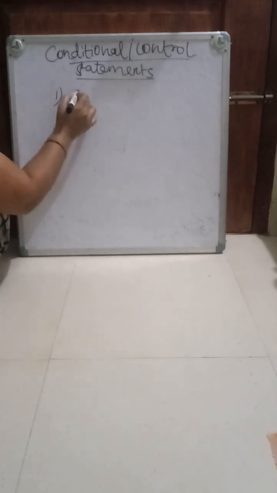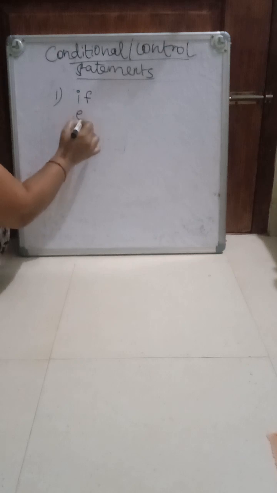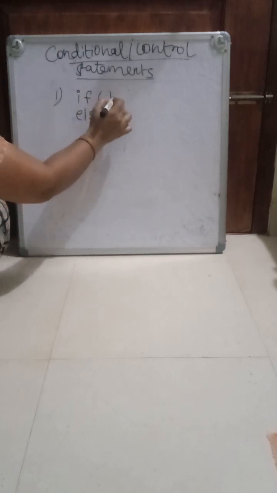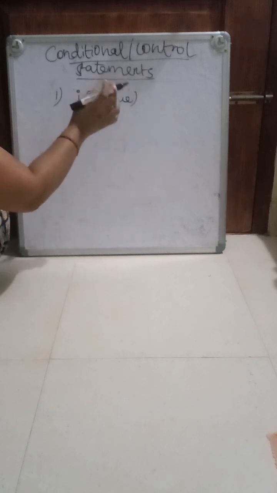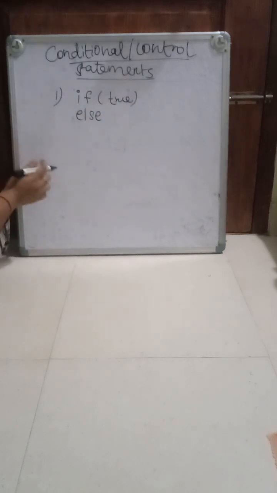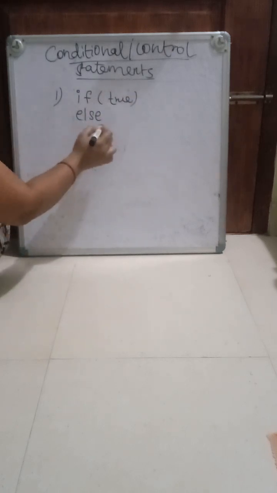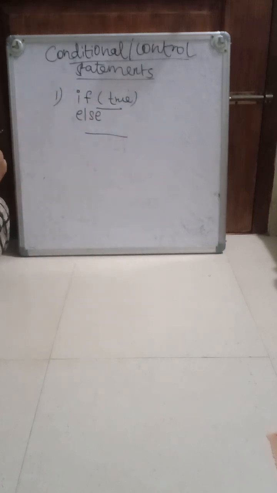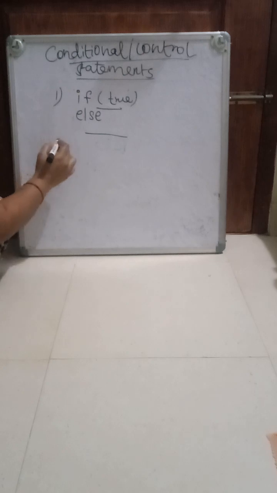So, what are all the statements available in C for conditional or control statements? First, we have if else. If a certain condition is true, you have to execute some set of statements. If it is false, you have to execute certain other statements. So the first one is if else.